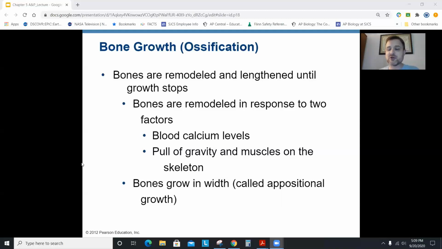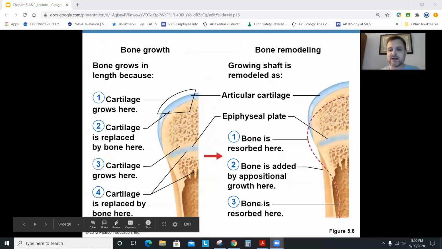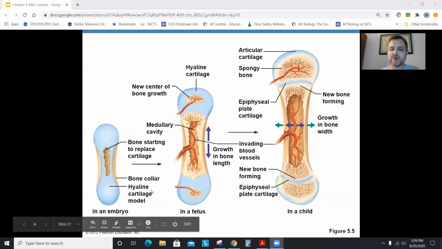Your bones will grow stronger if your muscles pull on them a lot. So, people who lift weights or who work out, that does make your muscles bigger for sure, but it also makes your bones stronger because gravity and the pull of muscles on your skeleton also encourages your bones to grow. All right. Bones growing in width is called appositional growth. That was the idea here when the width of the bone changes.